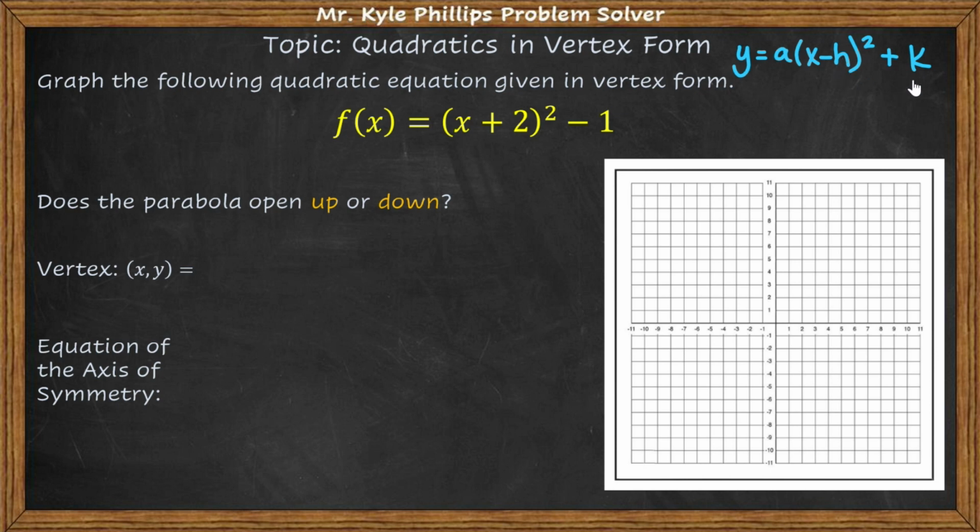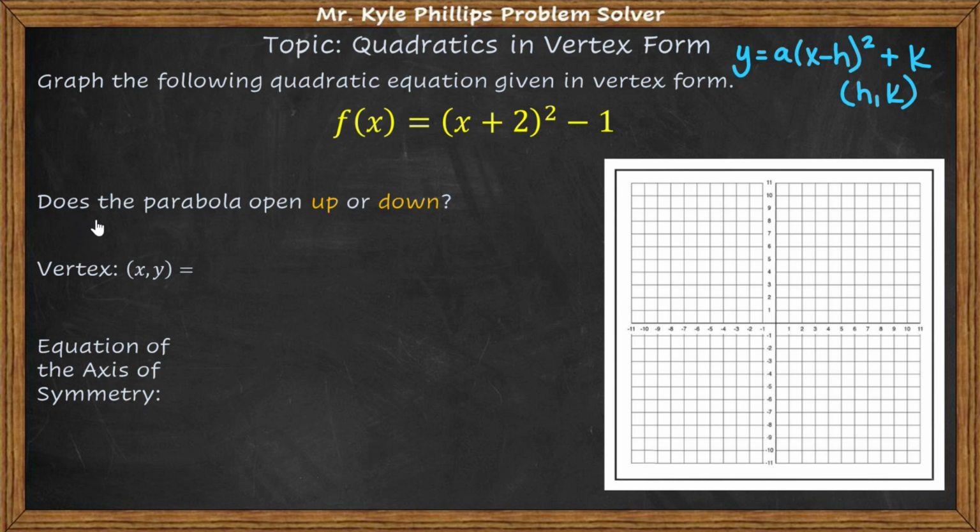Now, h and k represent the coordinates for the vertex. So here, h and k, very important. A has a couple of values. That tells you your stretch or compress. If a is positive, the parabola opens up. If it is negative, it opens down. So that's a few key things right off the bat.